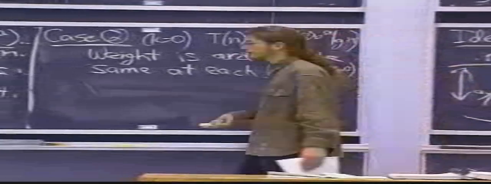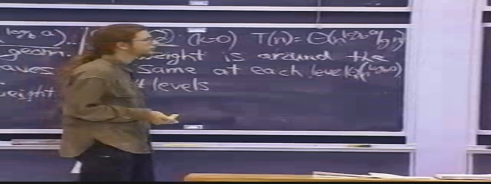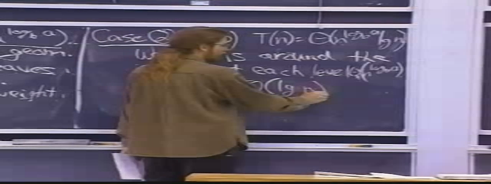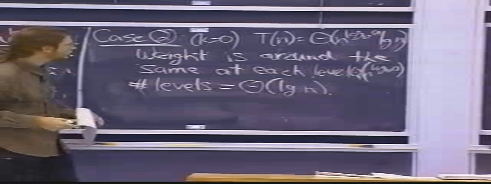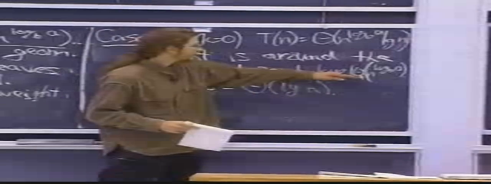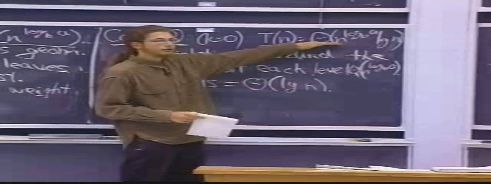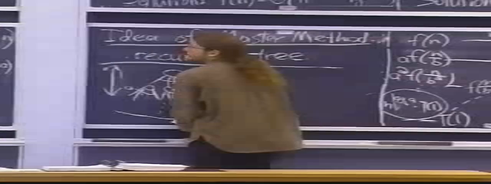How many levels are there? We already computed the height of the tree. It was log base b of n, right? We can even be sloppy here. That's around log n within a constant factor as long as b is constant. So that's where it comes from. We have n to the log base b of a at each level. Of log n levels, the total cost is the product. Pretty easy.